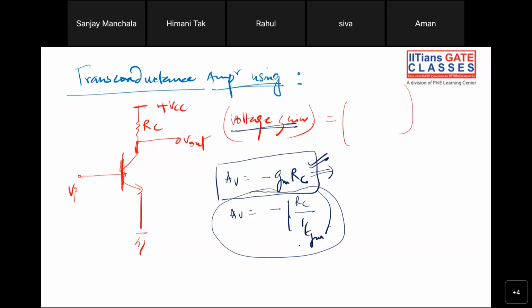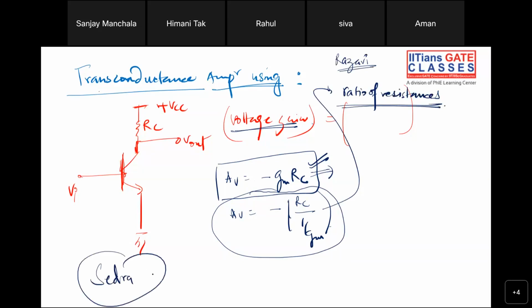Why have I written it like this? Because these are the ratio of resistances looking from different terminals, right? If you have seen lectures of Razavi or books, you might have referred to Razavi or Sedra. These are very, very good books, and you will find that there.